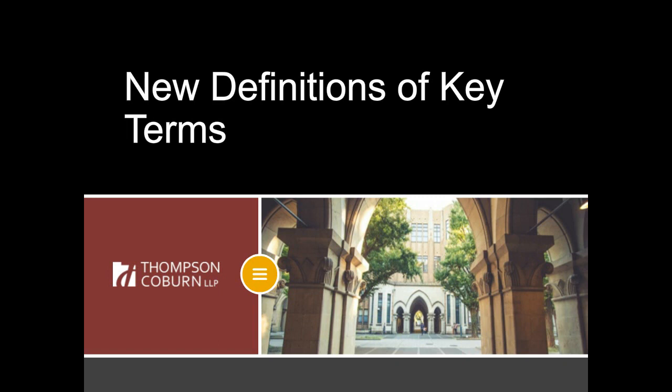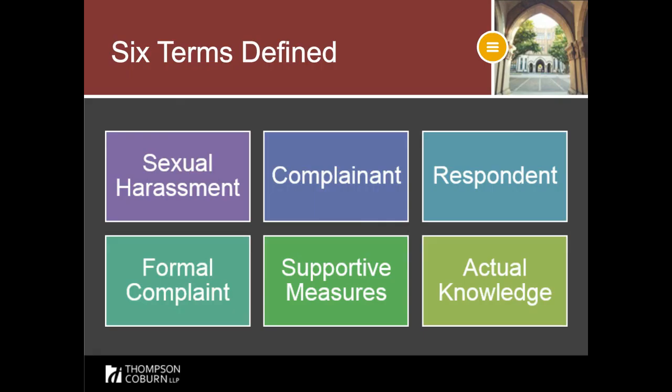So let's start with definitions of key terms. There are 6 new terms that are identified: sexual harassment, complainant, respondent, formal complaint, supportive measures, actual knowledge. I'm going to go through right now the 3 on the top and formal complaint. We'll get into supportive measures and actual knowledge later in the presentation.